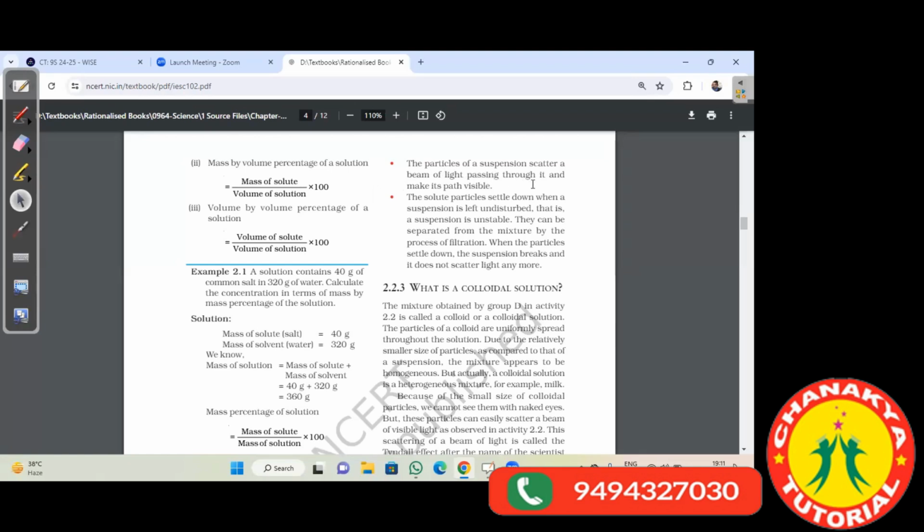See, first, this point says the particles of a suspension scatter a beam of light passing through it, and it makes its path visible. So if you have a suspension of chalk powder, you will find the different contents visible, and if you pass a light beam through it, it will scatter the beam of light.